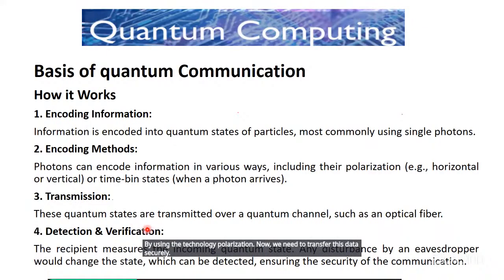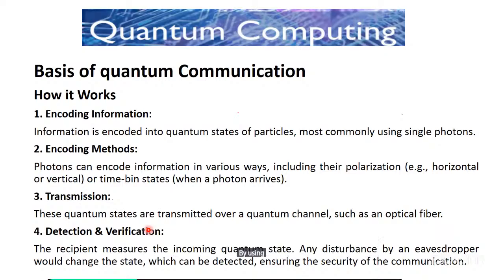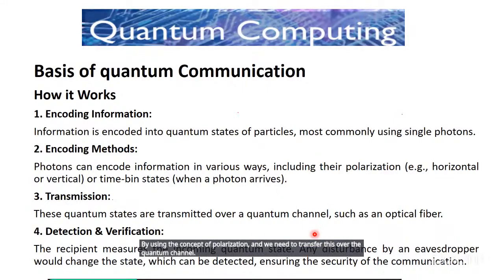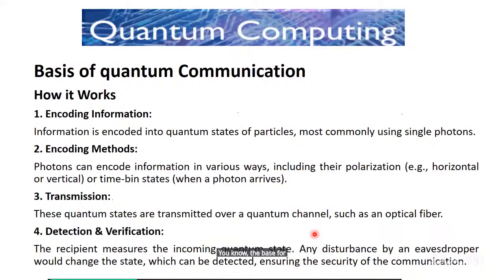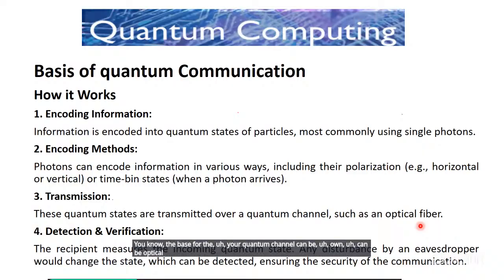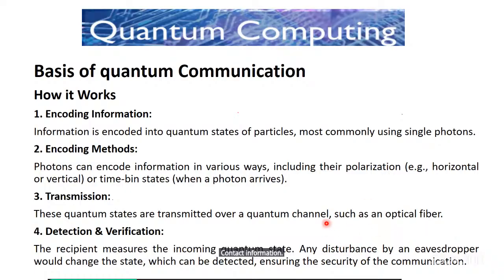Now these quantum states, or the quantum information that is encoded in the form of photons using the concept of polarization, we need to transfer over the quantum channel. The base for your quantum channel can be optical fiber. You can use optical fiber as your quantum channel for transferring your quantum information.